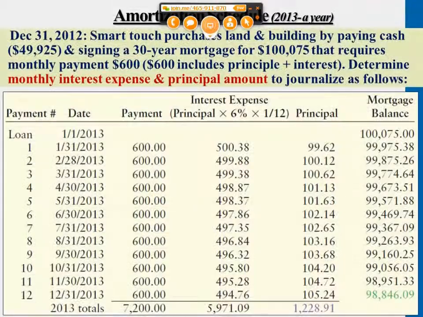All right, let's take a look at an example here. The upper title shows amortization schedule 2013. We'll just read the first box here. If we not look at the amortization for a minute, the first box tells you the problem here.